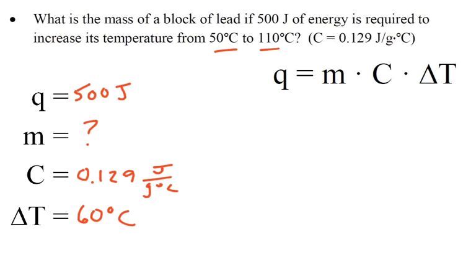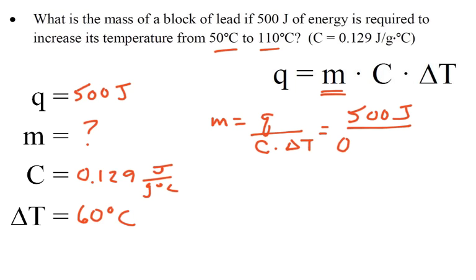So I like to take this and move my equation around so that it equals mass. So mass is equal to Q divided by C and delta T. Q is 500 joules divided by 0.129 joules per gram degree and 60 degrees. So degrees drops out, joules are going to drop out, grams on the bottom is going to end up on top. So do my calculation.